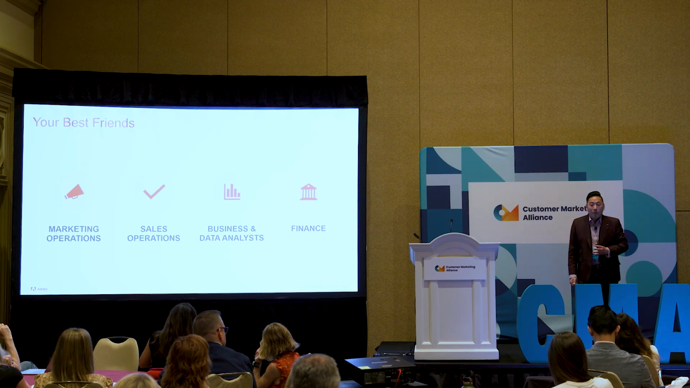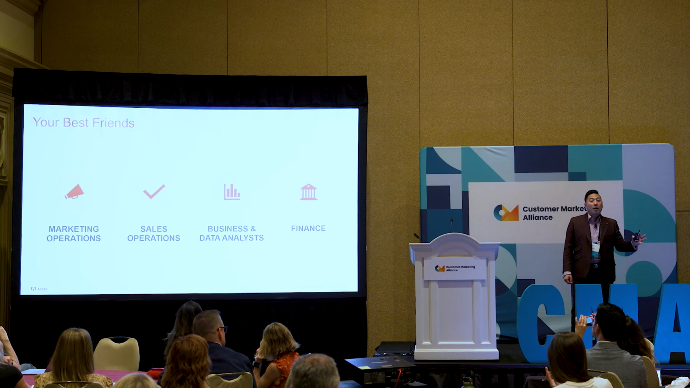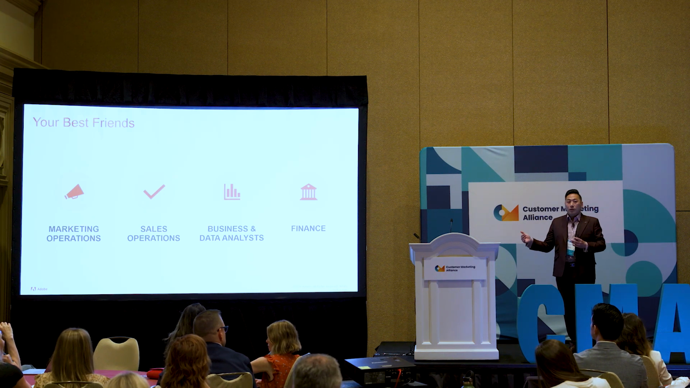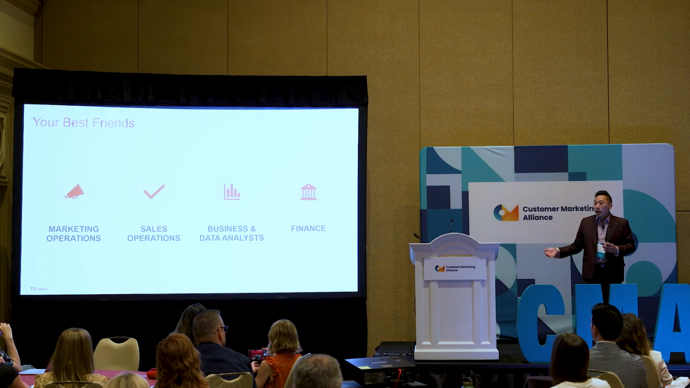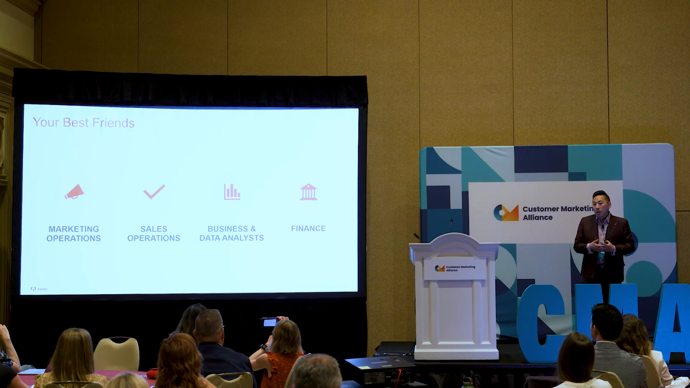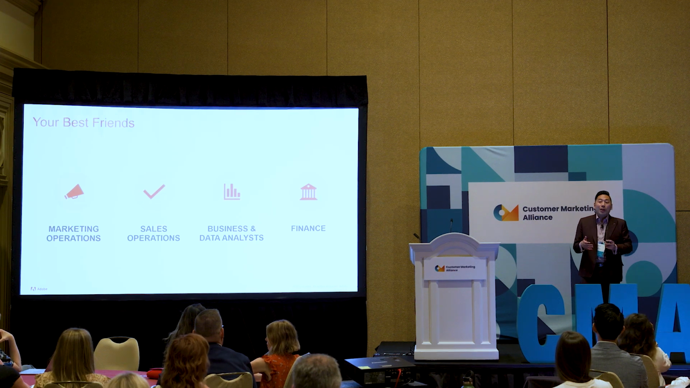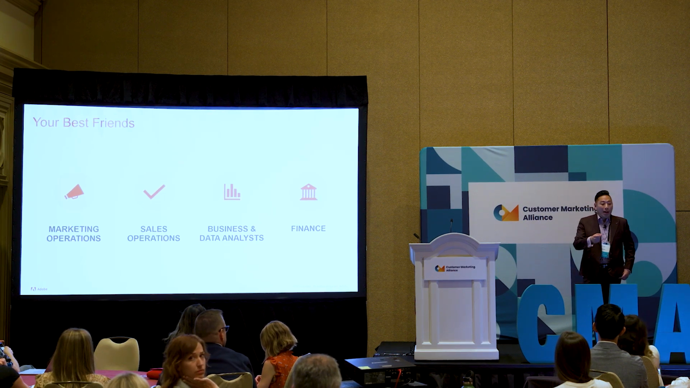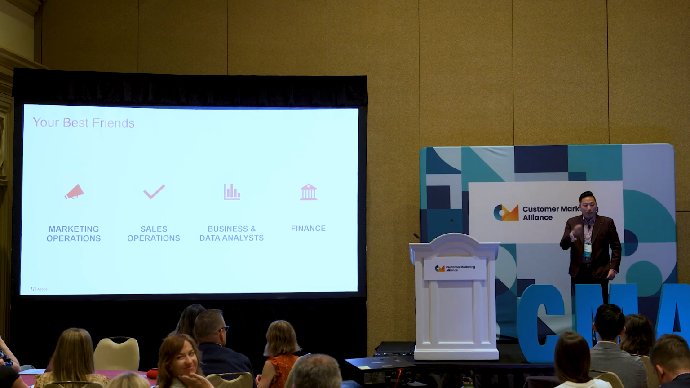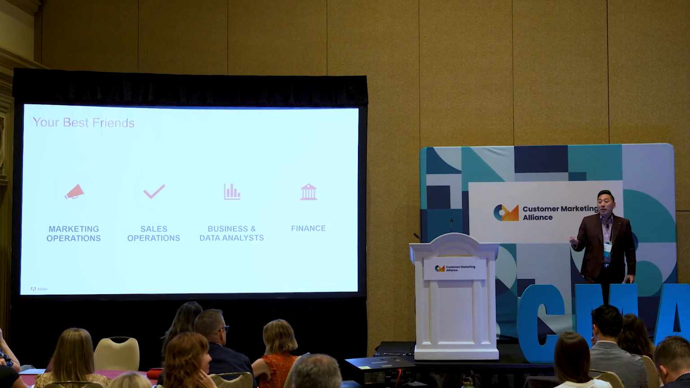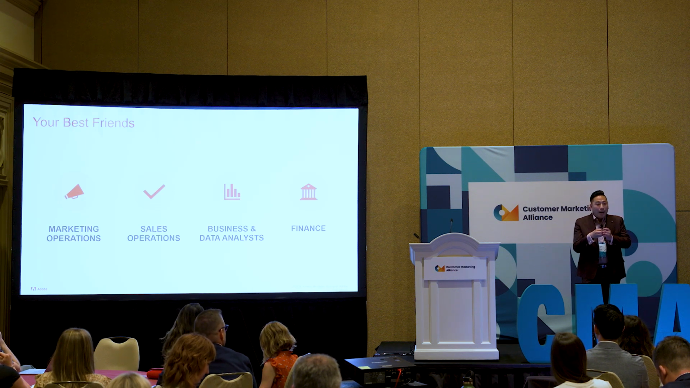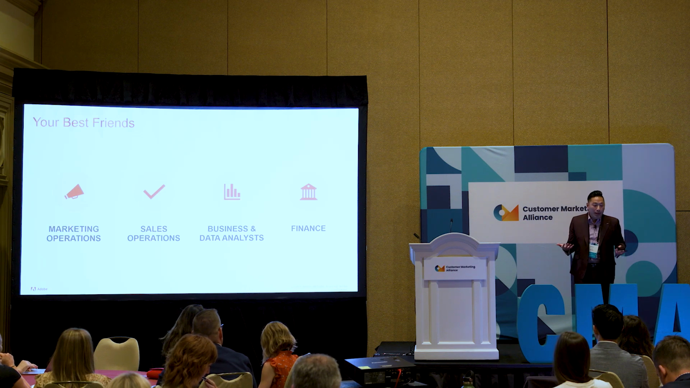Now, we work hand in hand with four teams. Marketing operations helps us tell what the audiences are and what the results are from the campaigns we're sending through email and other channels. We work with sales operations, and hopefully you have a really good relationship with sales ops, because they can tie win-loss reports back to your campaigns. Then you have your business and data analysts, who pull all the data together in one cohesive view so you can make sense of it.